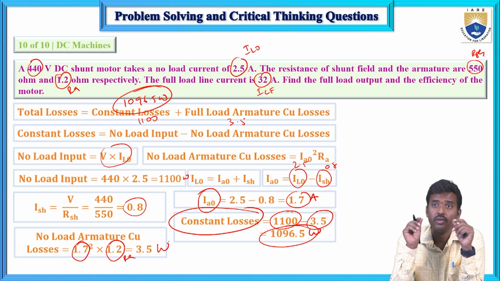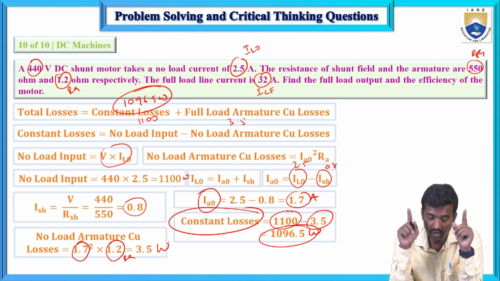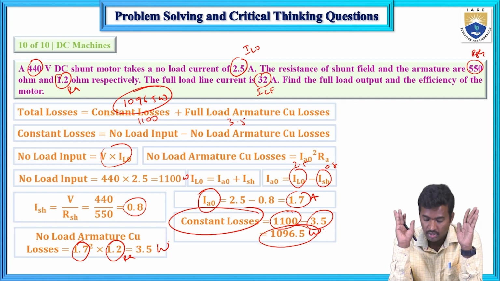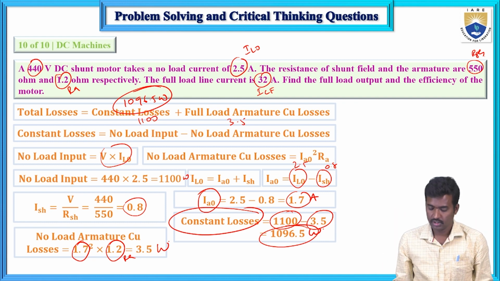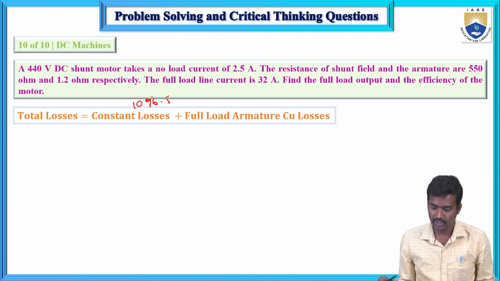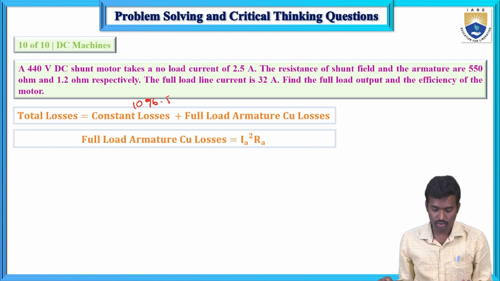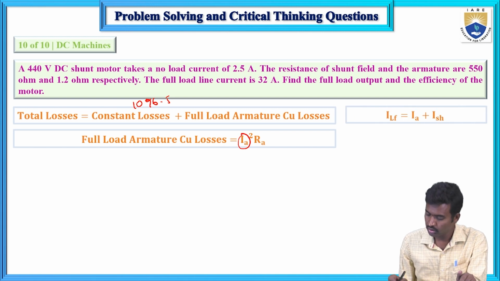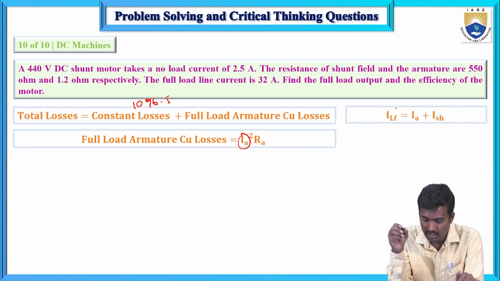Constant losses we determined, this is 1096.5 watts total. Here the input is the total full load input we calculated, and in the losses, constant losses only we determined. Next, full load armature copper losses. 1096.5 we calculated. Now full load armature copper losses equals IA squared RA, where IA is the full load armature current. In the previous case we considered no load current. Now consider full load current, then only you will get full load armature current and armature copper losses.